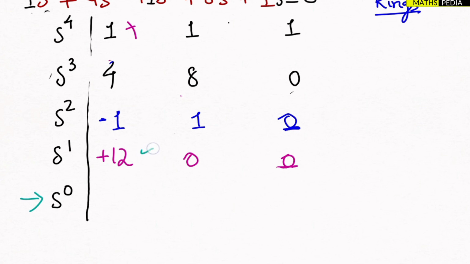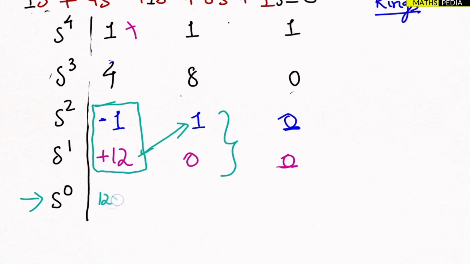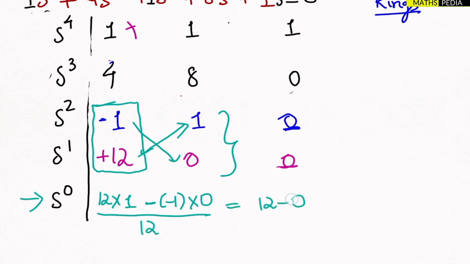So now a new king has arrived. So I have to consider these 2 kings. Again corresponding elements, these 2. Multiply 12 into 1, minus 1 into 0, divided by the bottom king, which is 12. So the answer will be 12 minus 0 by 12, which is equal to 1. Right?